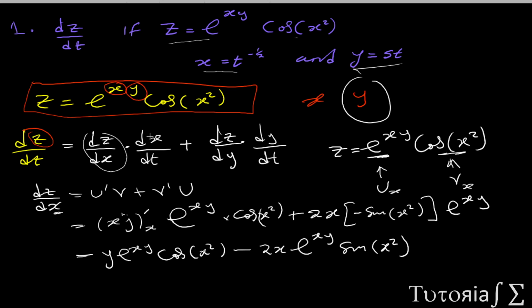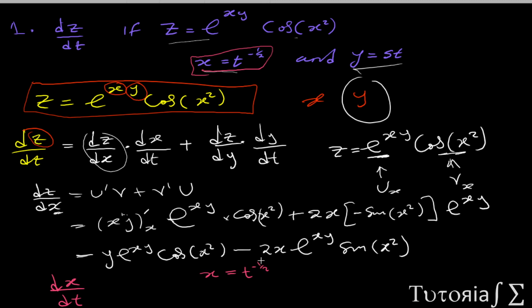Now we need to find our dx dt. So we are now finding dx dt. Okay, what is our x? X is equal to t to the negative 1 over 2. We've been given x here. X is this. So x is equal to t to the negative 1 over 2.